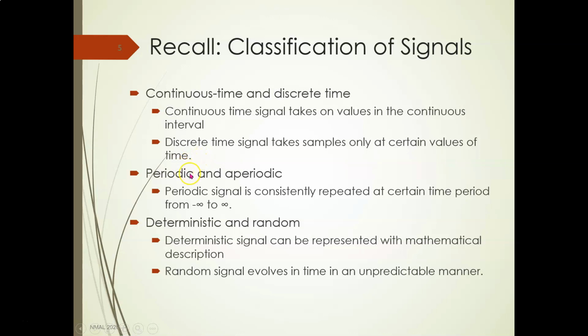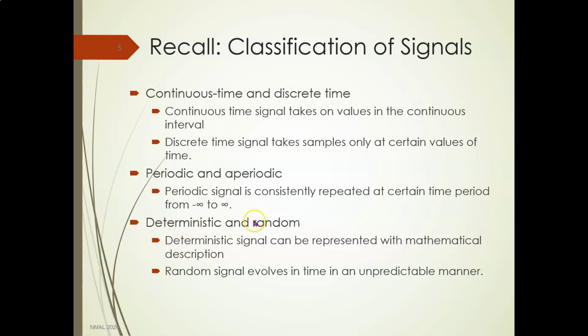We also classify the signal in terms of periodic and aperiodic. Periodic, which is also called harmonic signal, is consistently repeated at certain time period from negative infinity to infinity. The signal is repeated after certain time. So you can see the pattern is the same after certain time.